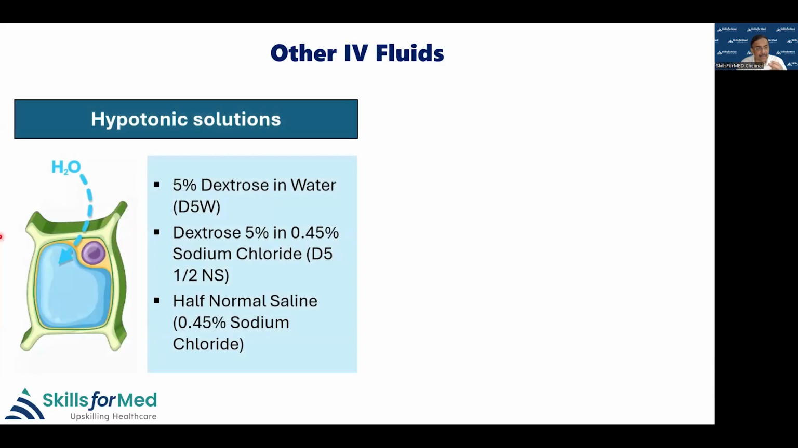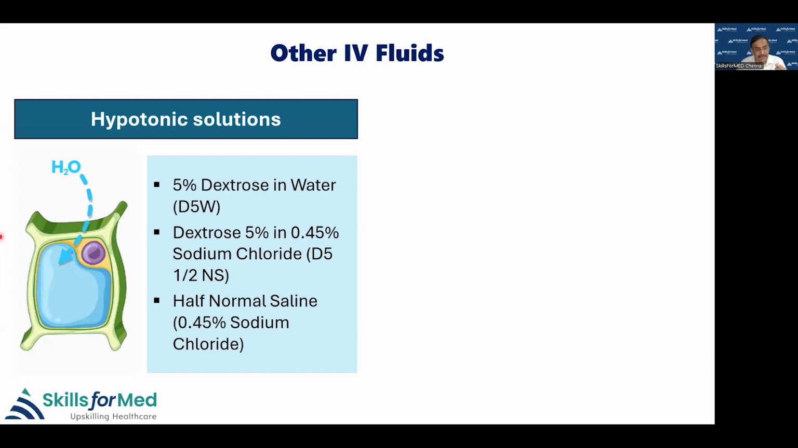The others can be classified into hypotonic solutions. We have the 5% dextrose and water. Though the dextrose actually makes it isotonic, by the time it reaches the cell, the glucose is taken out and it becomes a hypotonic solution.